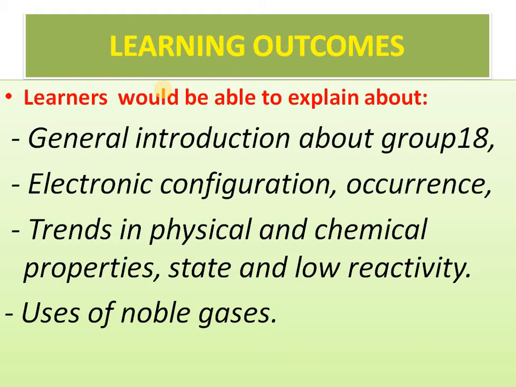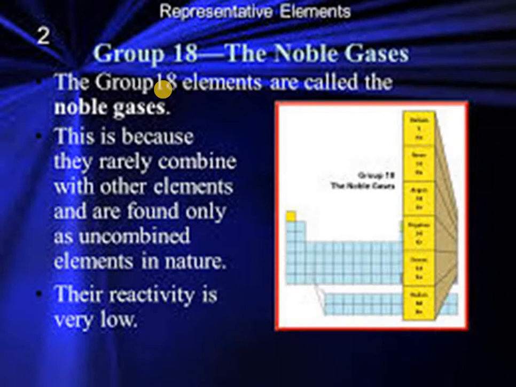So we will come to know about general introduction and we will be able to explain about group 18 elements, electronic configuration, occurrence, trends in physical and chemical properties and their reactivity and uses of noble gases. So let us start group 18 noble gases.